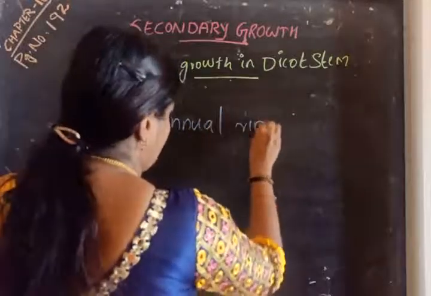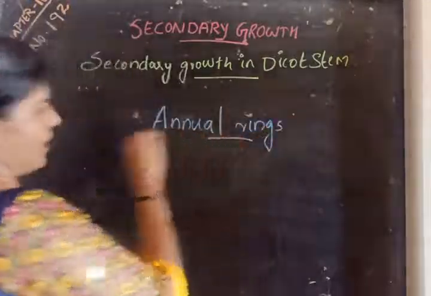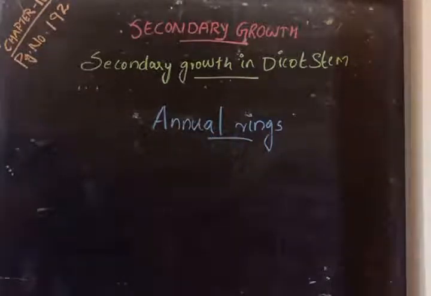What are annual rings? The activity of vascular cambium is under control of many physiological and environmental factors. We know that in a plant all the activities are under the control of physiological and environmental factors. So, in temperate regions, the climatic conditions are not uniform throughout the year. It may be a rainy season, monsoon, autumn, spring, etc. So, the climatic conditions may vary throughout the year.